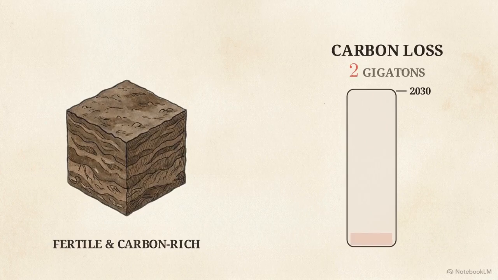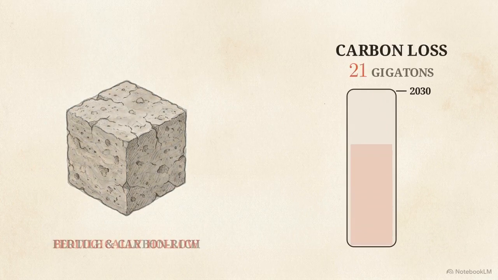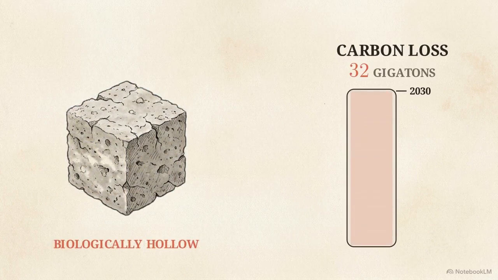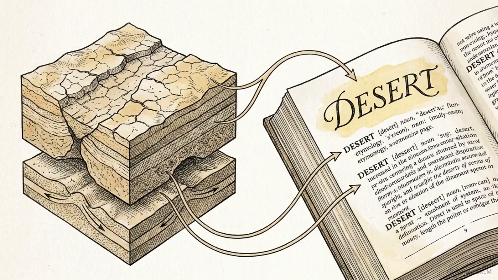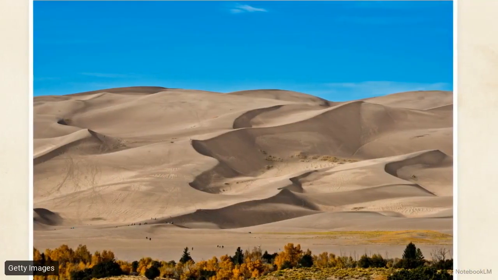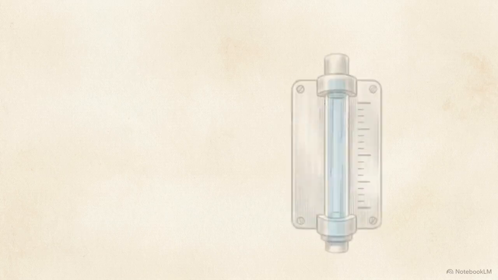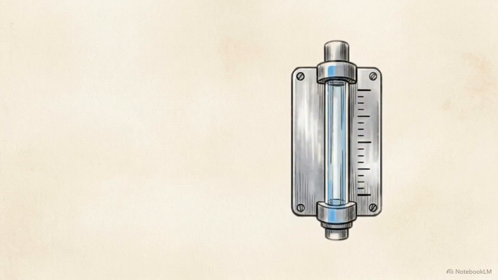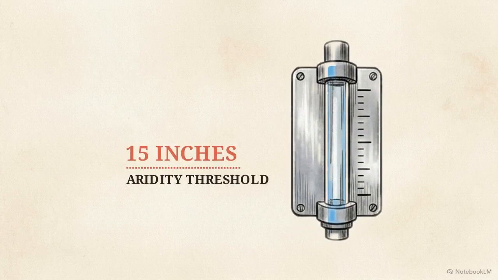By 2030, intensive agriculture will have stripped 32 gigatons of carbon from the soil, leaving the land structurally and biologically hollow. Halting the spread of this degraded soil requires looking past our common imagery and examining how a desert is actually defined. Most people associate the desert with intense heat and vast fields of hot sand, but temperature is a secondary factor. Scientists define a desert by one unifying metric: an environment receiving less than 15 inches of precipitation annually.